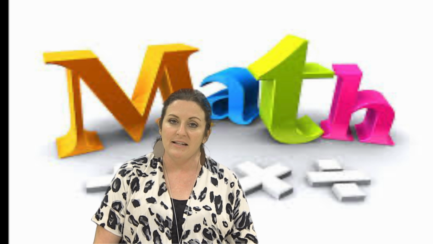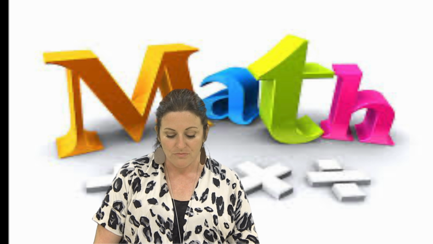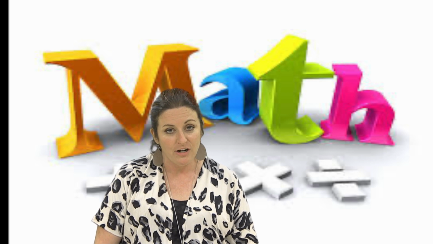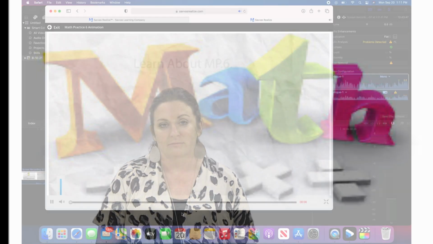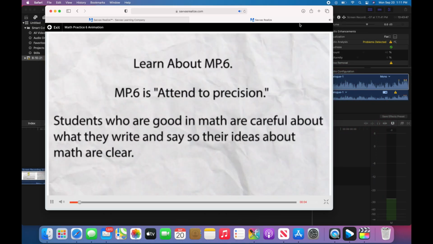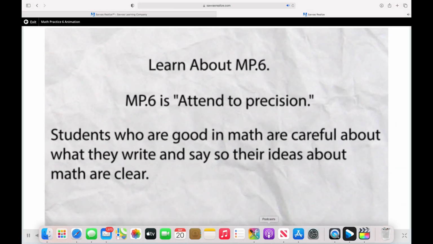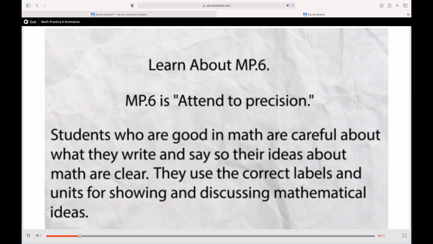And precision means that we're making sure that our answer is not only correct, but that the solution to our problem is also using correct math vocabulary and correct math symbols. So let's watch this video modeling student math practice 6. Math practice 6. Attend to precision. Students who are good in math are careful about what they write and say, so their ideas about math are clear. They use the correct labels and units for showing and discussing mathematical ideas.